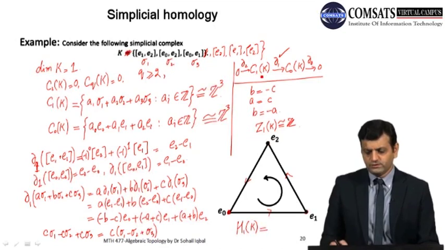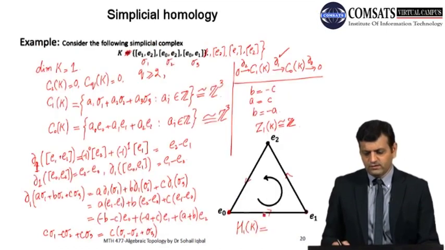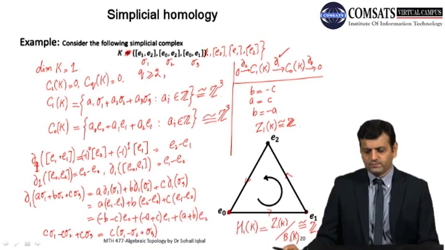So when we take the quotient of Z1 of k with B1 of k, basically we are taking the quotient of this free abelian group of rank 1 with the identity. So basically this is isomorphic to Z. So H1 of k is isomorphic to Z.